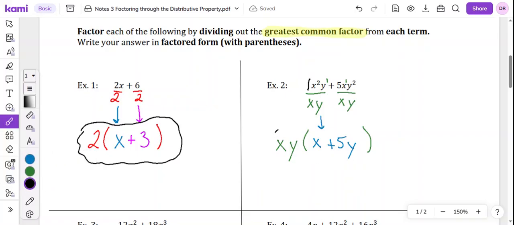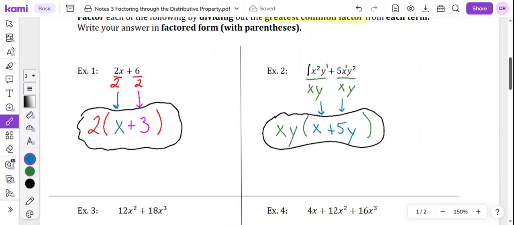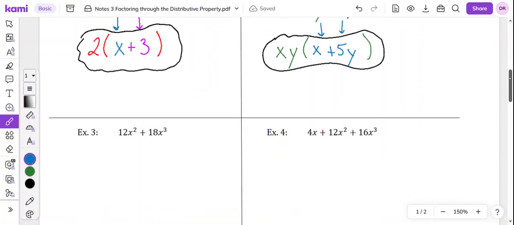And again, now we have a product of factors, and we see that if we distribute xy into this set of parentheses here, we'll end up getting x squared y plus 5x y squared. And that is our goal, again, whether it's a number or a variable, to bring out a common factor to rewrite as multiplication. Let's look at a couple more here.